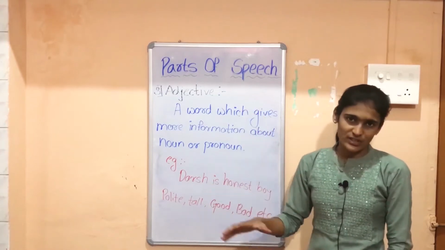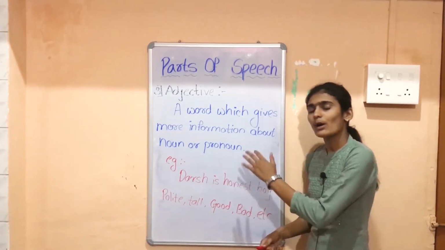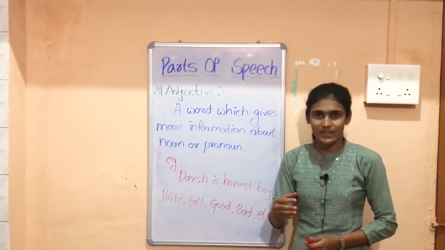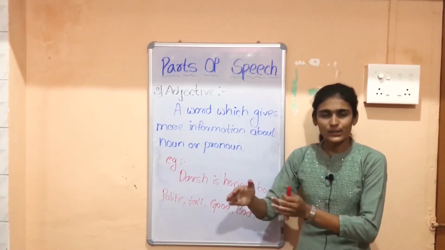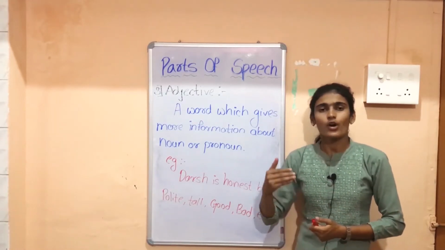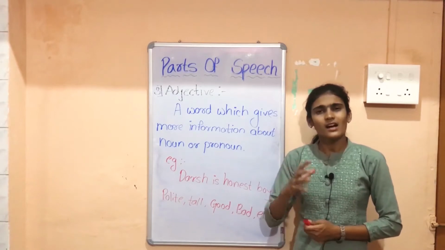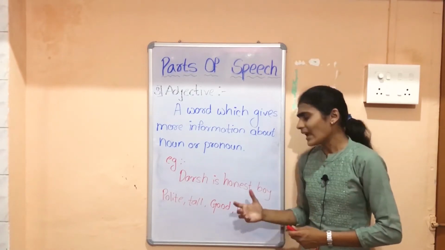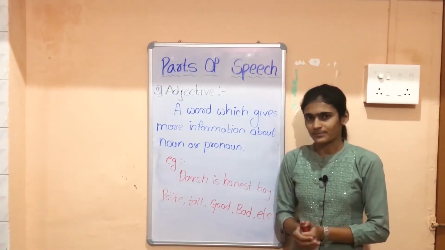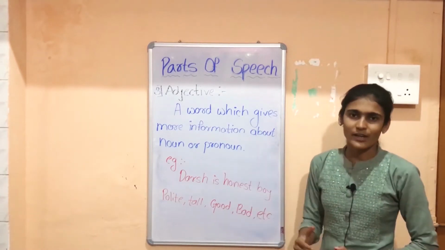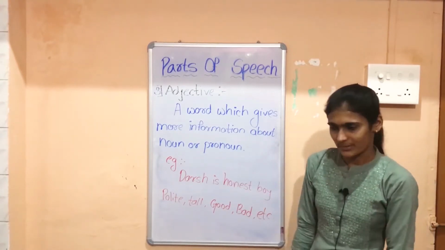While explaining the adjectives, we can give information about the noun and pronoun in 3 ways. That is good, bad, and neutral. Good means polite, honest, etc. Bad means ugly, rude, etc. And neutral means like tall, short. I hope that you are clear with this point, and let's begin with the next point.